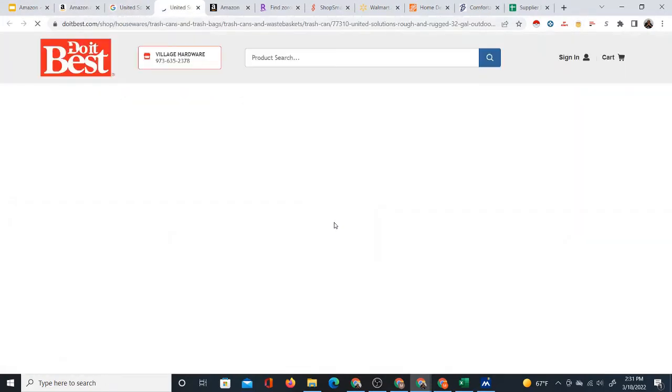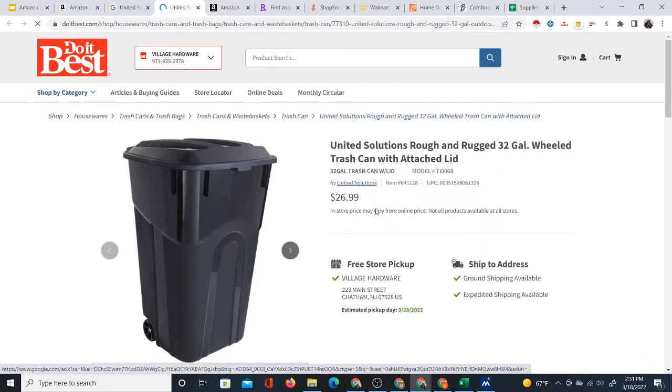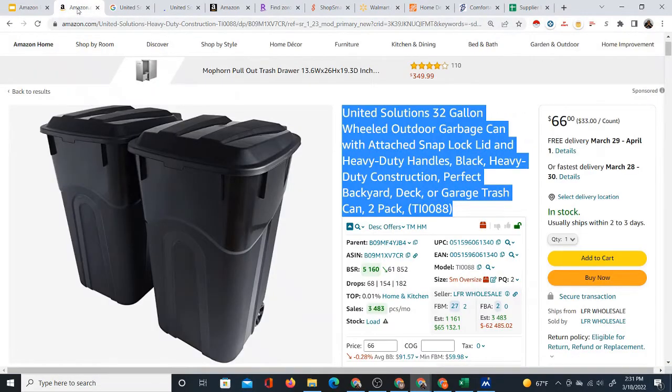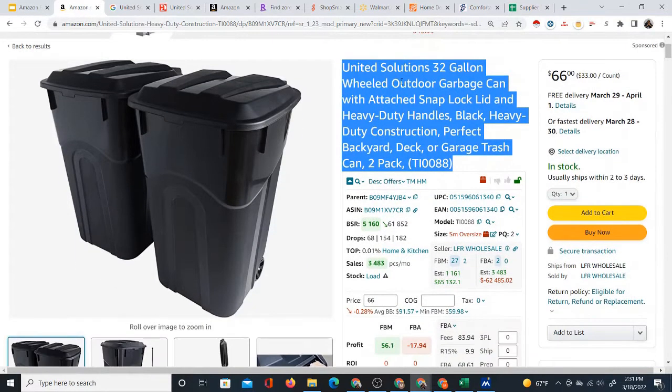So for instance, I might want to take a look at this particular supplier. Do It Best, right? $26.99. But I do see here on Amazon, right, that it's a 2-pack for $66, right? Now, you would then calculate the profit, and you can do this with a calculator. And actually, what I'll do is pull up a calculator.